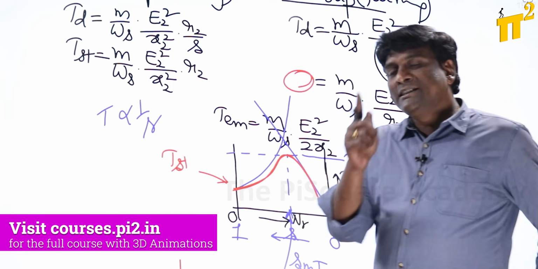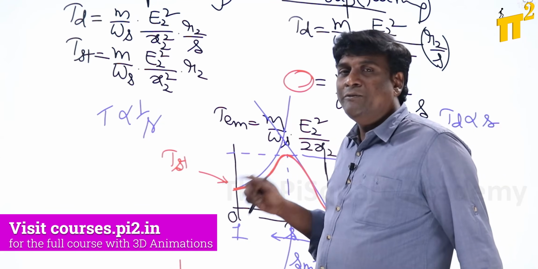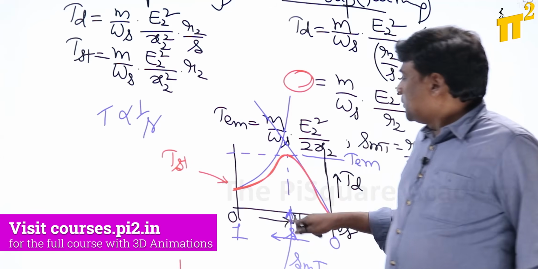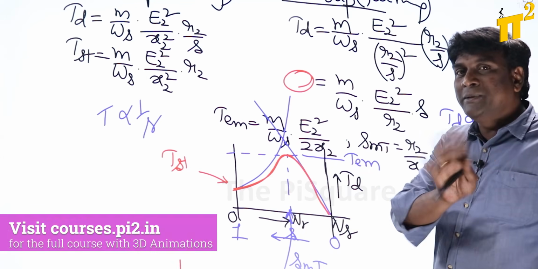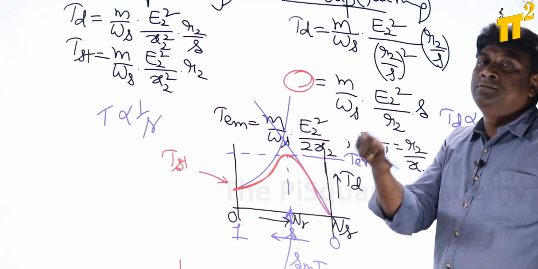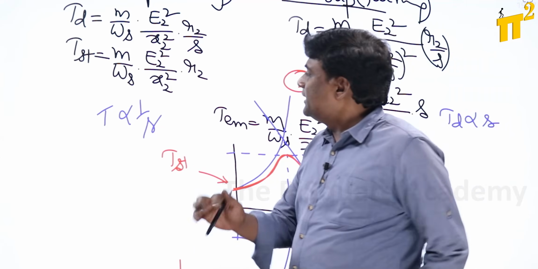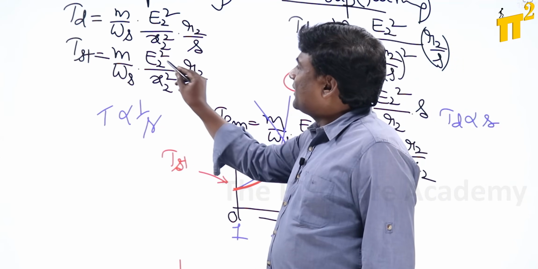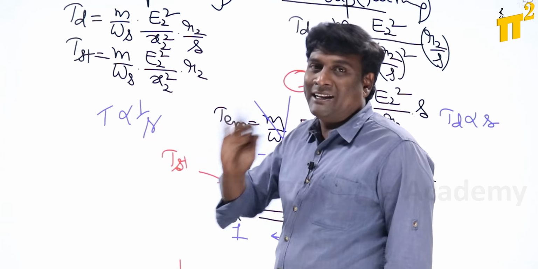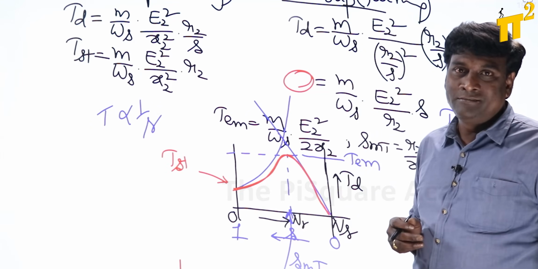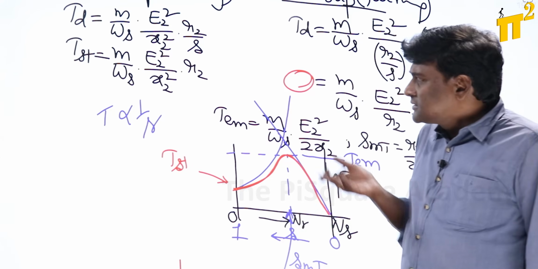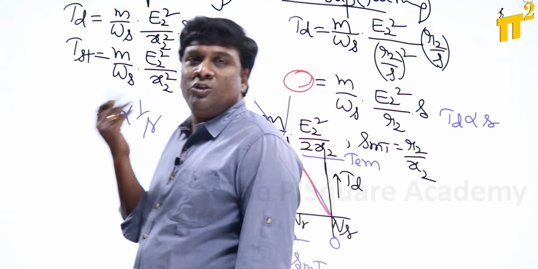Okay, so always keep this point in mind. Starting torque will be decided by the motor. Pull out torque will be decided by the motor, but running torque will not be decided by you. That will be decided by the load. Anyway, coming to the point here, for example, E2 is reduced by 10%, then starting torque will be reduced by 19%, or starting torque maintained will be 81% of previous torque.